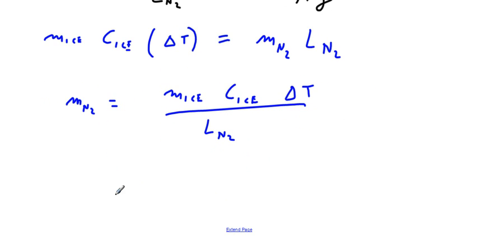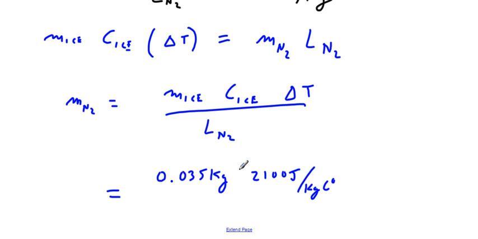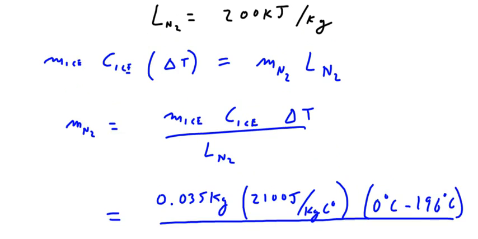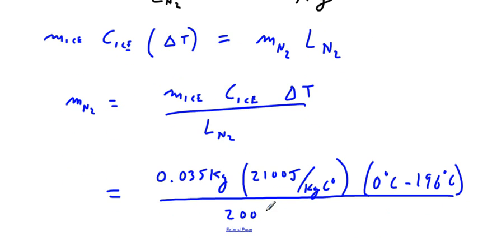Okay, now it's time to put in our numbers. So I've got 0.035 kilograms of ice. I have 2100 joules per kilogram centigrade degree for my specific heat. My delta T is going to be 0 minus the 196 degrees centigrade, which is what the 77 K is. And then I'm going to divide that by 200 kilojoules per kilogram.